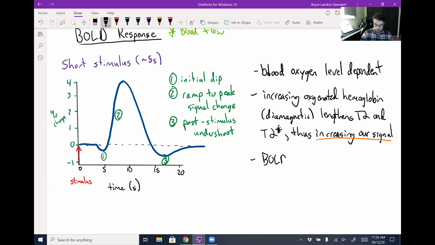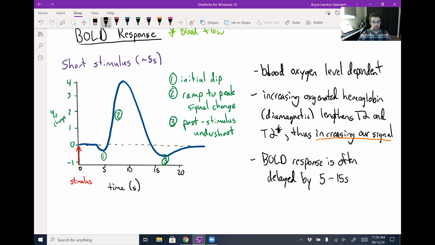I just want to write down: BOLD response is often delayed, and that can be between 5 to 15 seconds, and that's common. So you may need to be imaging for quite a while to actually capture this change in signal. Yeah, worth noting.